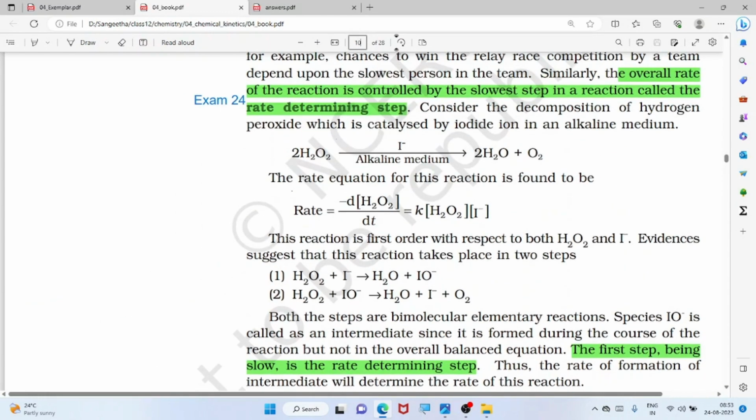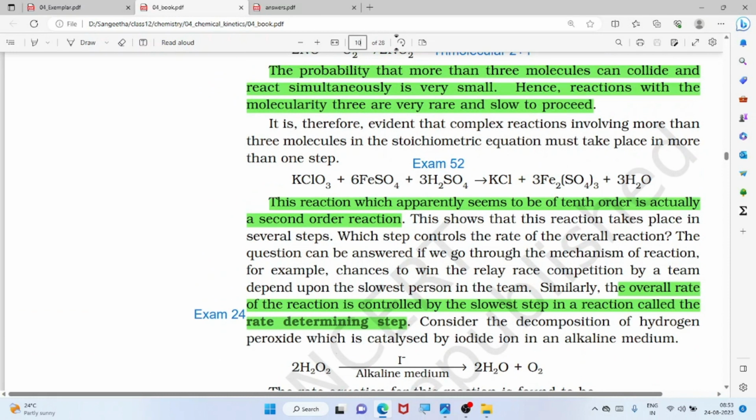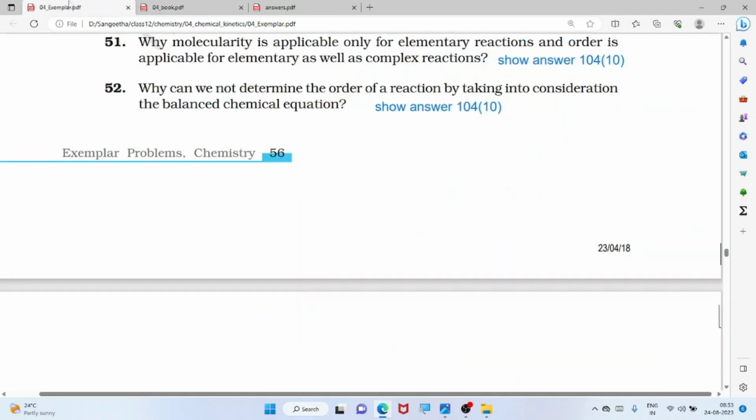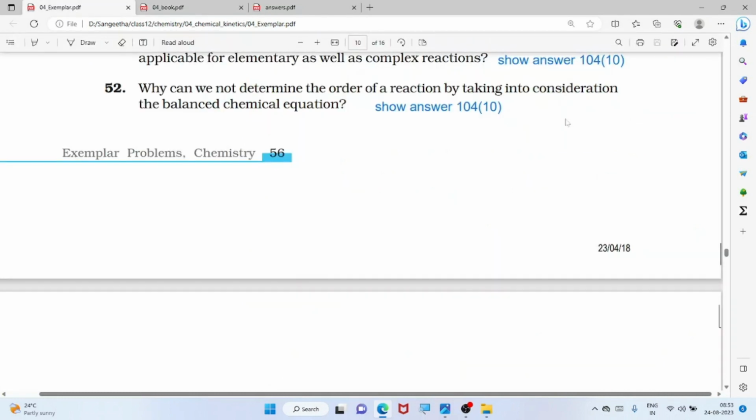So this is the explanation they have given. This reaction apparently seems to be 10th order but is actually a second order reaction because it occurs in several steps. So that means we cannot determine the order of the reaction by taking into consideration the balanced chemical reaction.